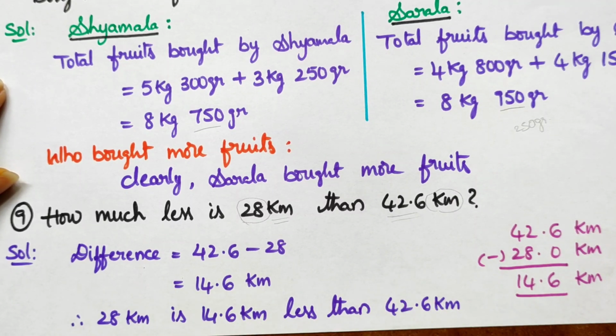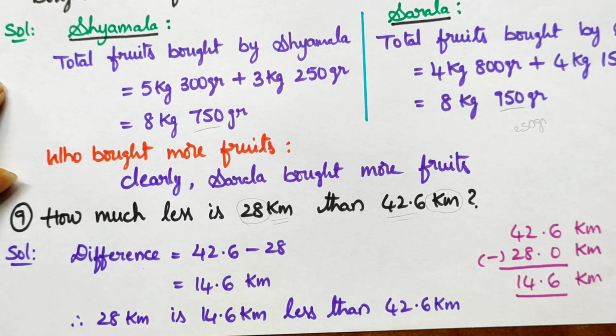Now let us find the difference. Difference is equal to, 42.6 is bigger, so bigger minus smaller. So 42.6 minus 28 is 14.6 kilometer. Therefore, 28 kilometer is 14.6 kilometer less than 42.6 kilometer. With this, question number 9 gets completed.